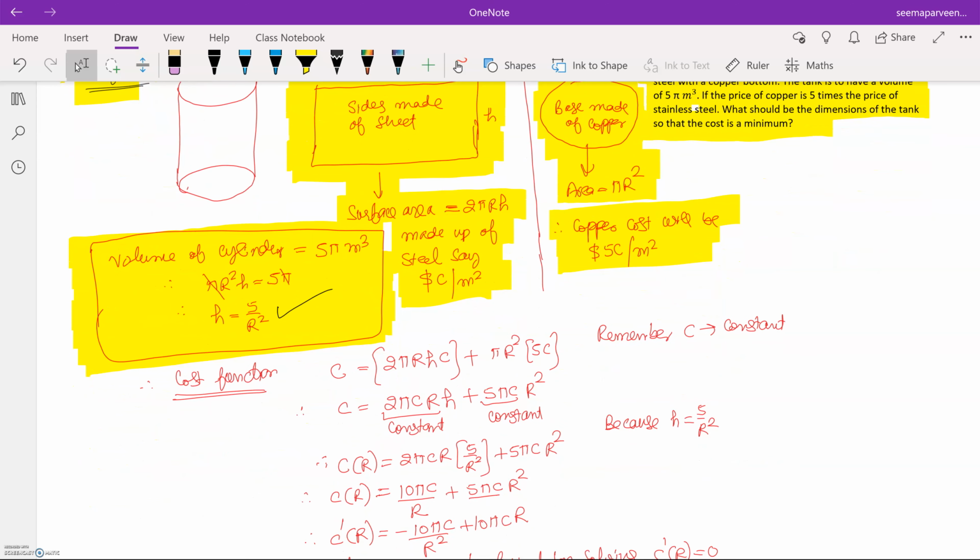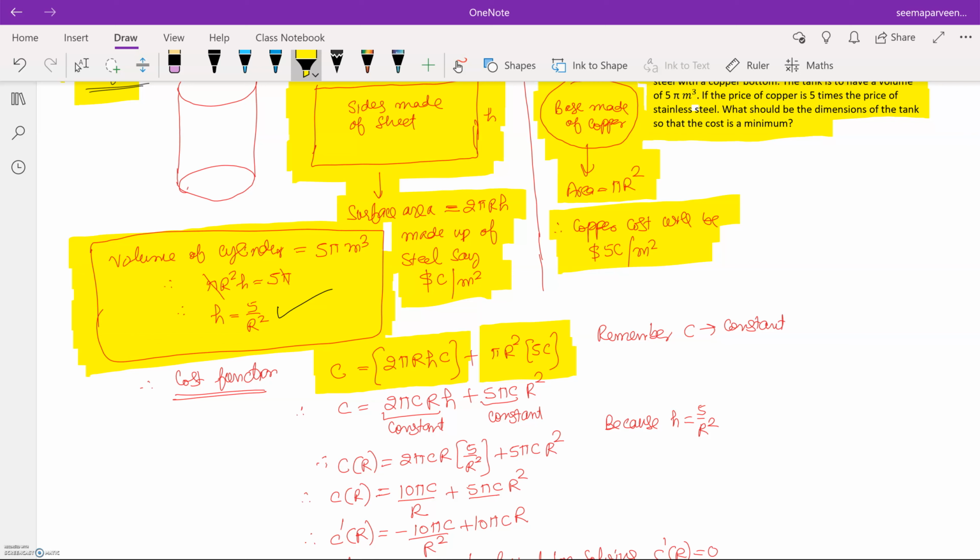Then we have to write the equation for the cost. Because the side is made up of stainless steel, and the area of the stainless steel is 2 pi r h, and C is the cost, the cost of the stainless steel needed will be 2 pi r h C. And the base is made up of copper, the area of the base is pi r square, and 5C is the cost per meter square of the copper. Therefore, the cost of making this whole cylinder will be 2 pi r h C plus pi r square 5C.